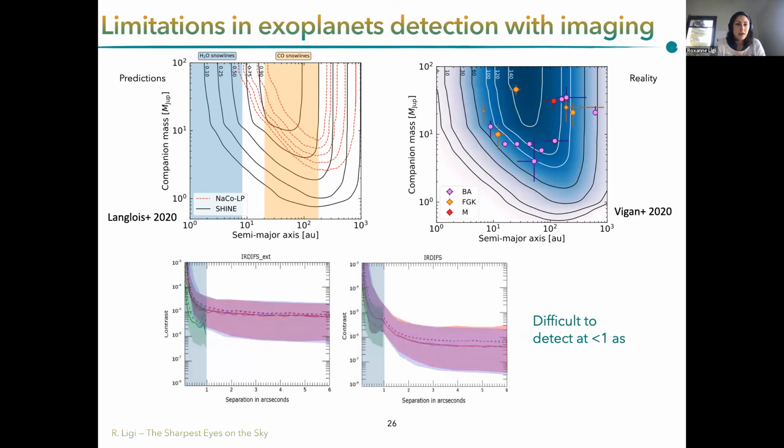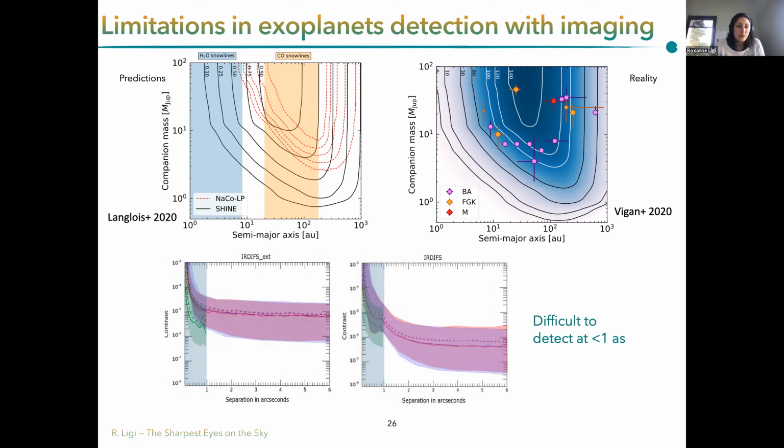Using direct imaging, there were predictions about the detection of exoplanets, and you can see here on the left what was done with NACO, which was the previous instrument before SPHERE for detecting exoplanets, and the expected detection using SPHERE within the SHINE survey, which is the survey dedicated to exoplanet detection. And on the right, you see that we didn't really detect exoplanets precisely where we expected to do that.